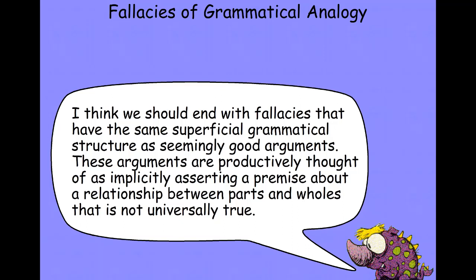These arguments work many times, so when they fail, oftentimes we don't consider whether or not that implicit premise is true. Those implicit premises assert a relationship between the parts of a thing and the whole, between individual members and a class. And those assumptions aren't universally true. So let's take a look at an example of that.